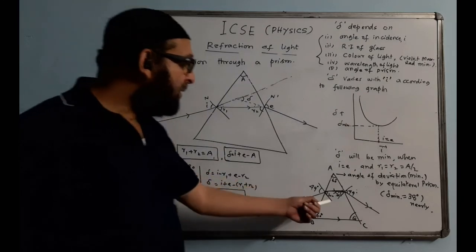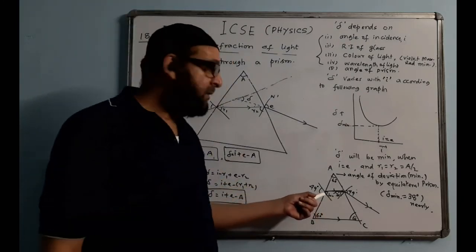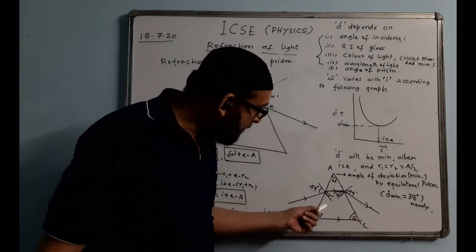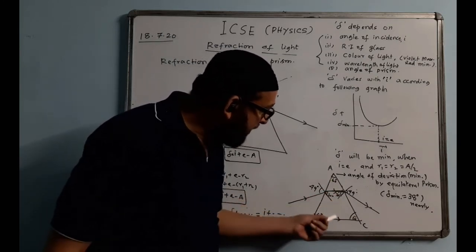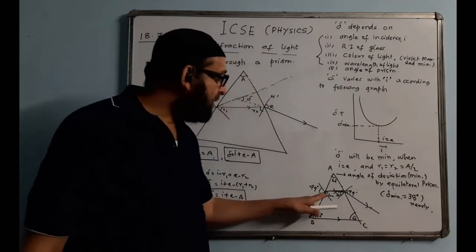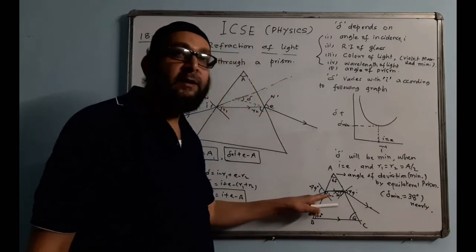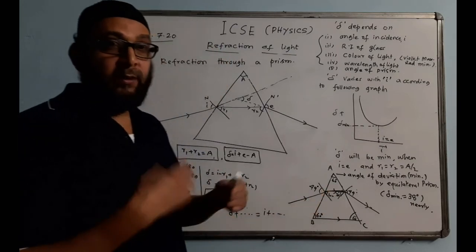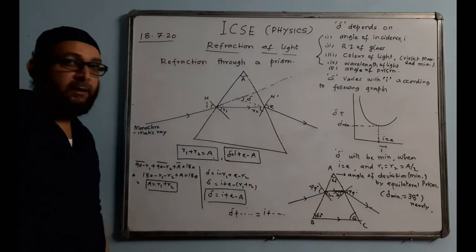So this is the diagram. One diagram you have in the syllabus. According to the ICSE council, this ray and this ray become parallel, the key point to be noted. And what will be the angle of refraction in such a case? R1 and R2 both will be equal, and each will be equal to 30 degrees.